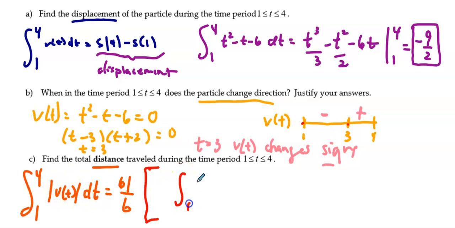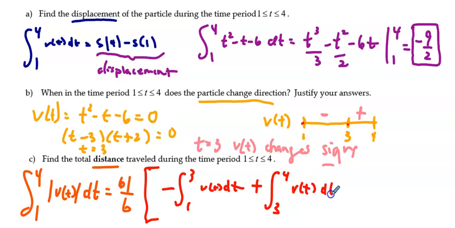So if we integrate from 1 to 3 of our velocity function, again, notice now I've gotten rid of the absolute value, I'm going to put a negative in front of this, because this is going to give me a negative value. So I need to counterbalance that with this negative. And so then I'm going to go from 3 to 4 of v of t dt. So this is the way, and again, because this is going to end up being positive.